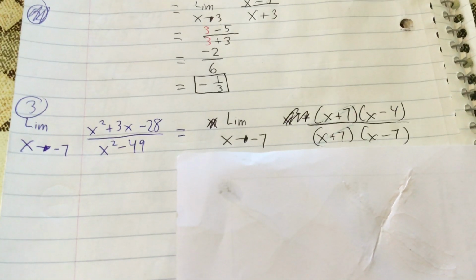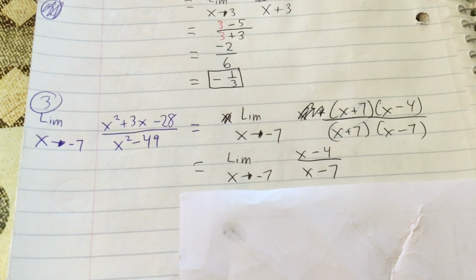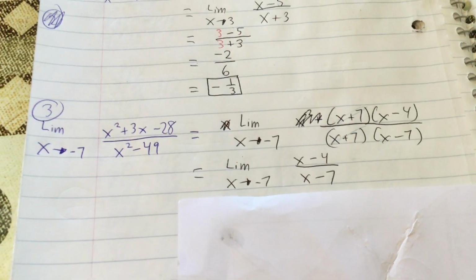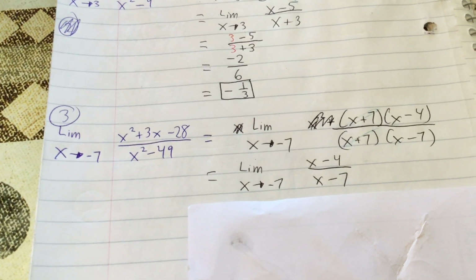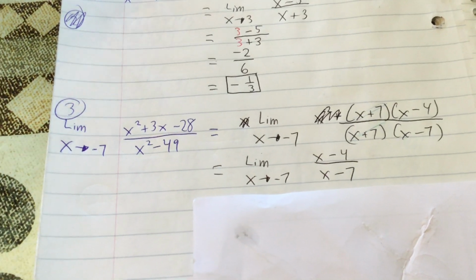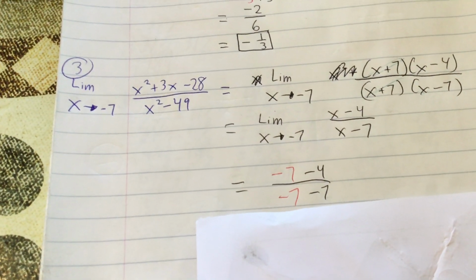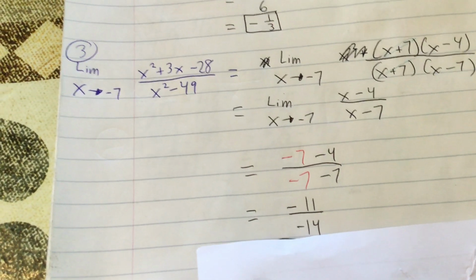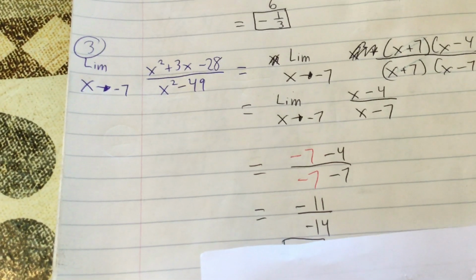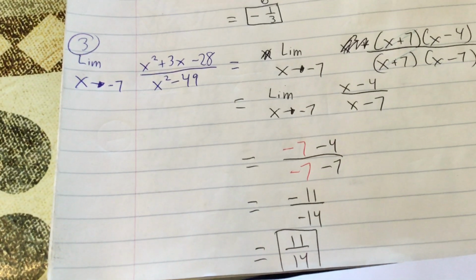But in calculus, we say, where is the hole? So now, because I have not plugged in x equals negative 7, we say the limit as x approaches negative 7 of x minus 4 over x minus 7. And now it's totally legal to plug in x equals negative 7. So we've got negative 7 minus 4 over negative 7 minus 7. Negative 11 over negative 14. Can't simplify the fraction, but I do know that a negative divided by a negative is a positive. So this has to be positive 11/14.